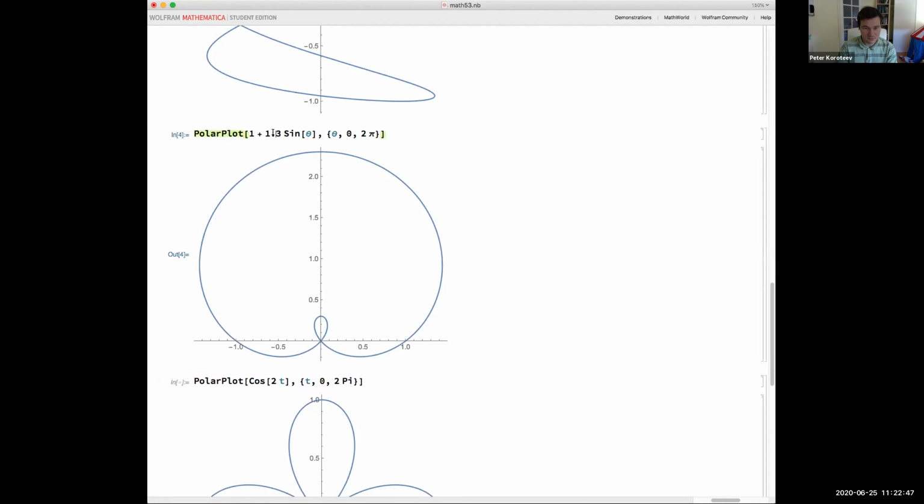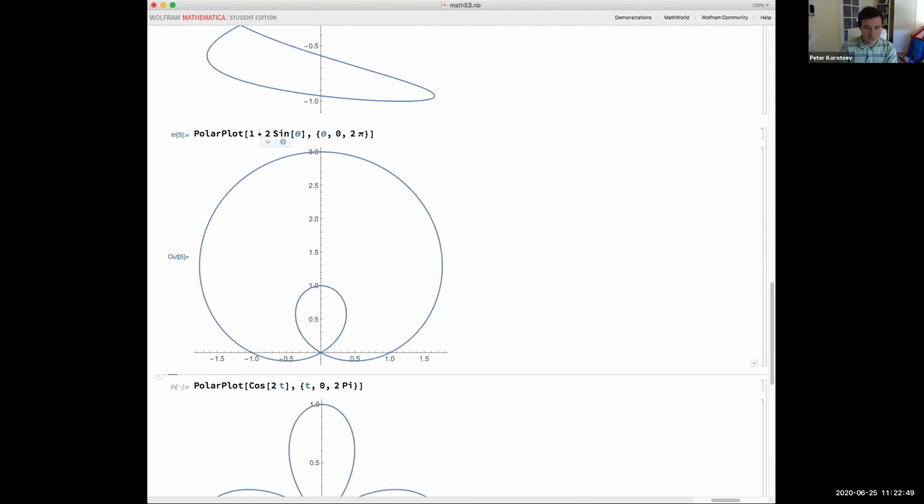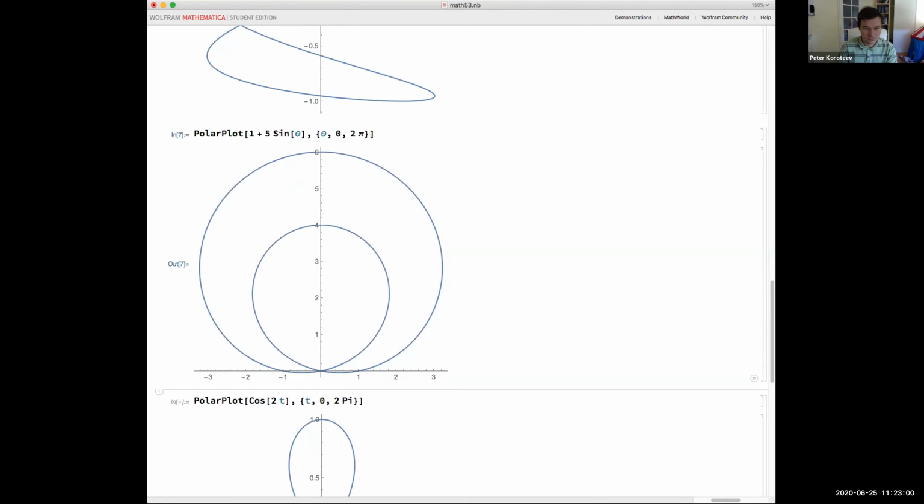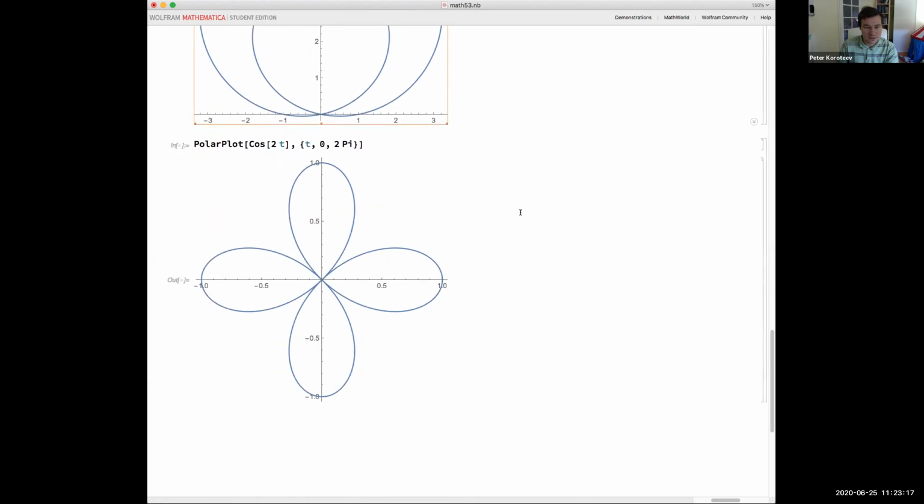Yeah, so of course, if you make it really large, then it would almost look like another circle, right? But if this coefficient is equal to 1, then there's a singularity in the curve. But otherwise, this looks like a smooth curve.